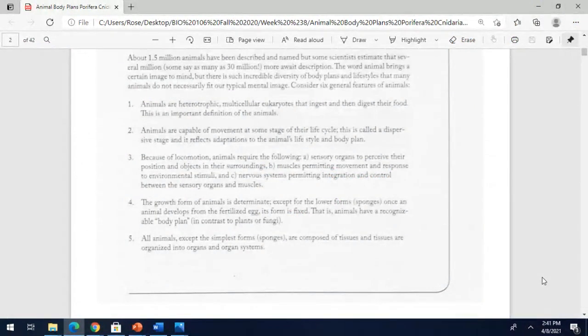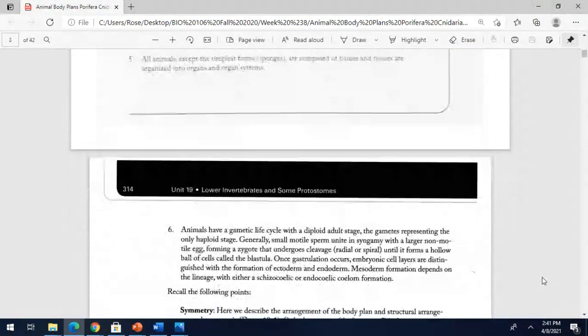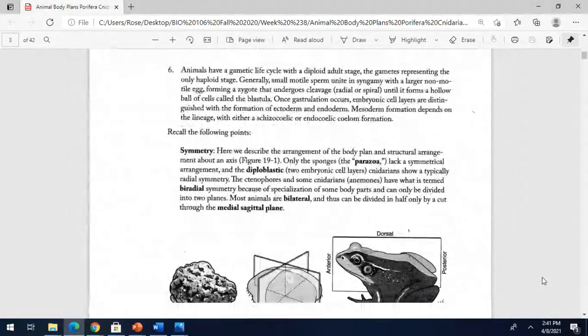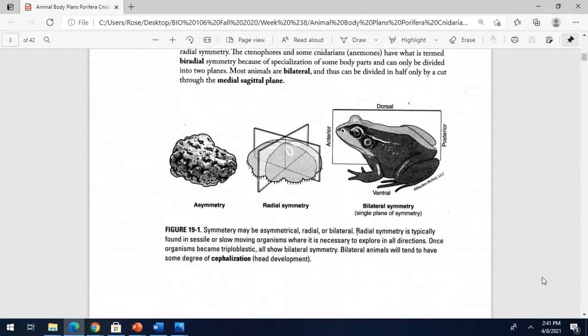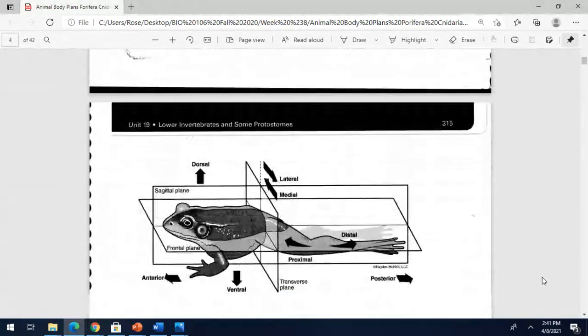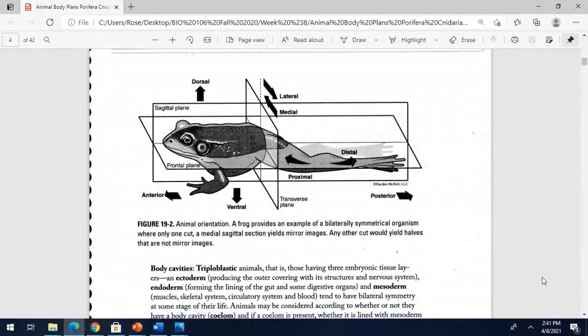So we covered this, the different types of characteristics and features of our animalia. So here are the different kinds of symmetry. So figure 19-1, which we talked about. Okay, I'm going through the pages, so at least some of you guys see this. And I'll just say this is bilateral symmetry, going down the medial sagittal plane, and you get mirror image. And then it tells you the different positions.